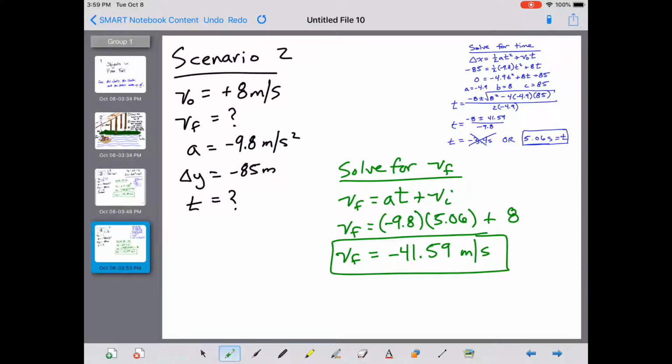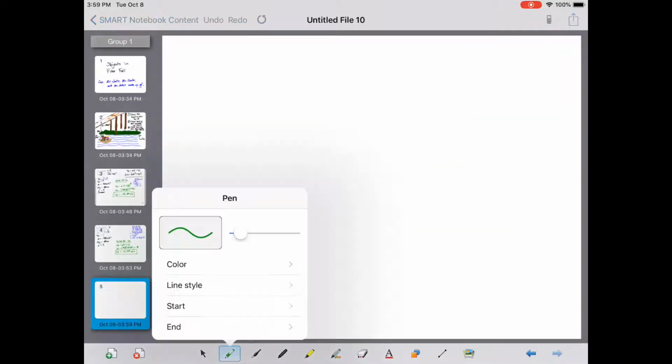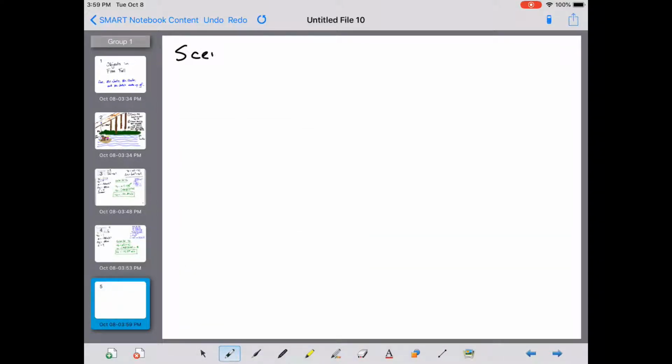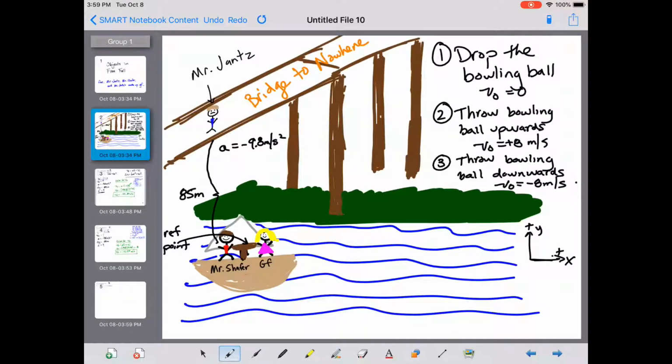All right? Now we're going to go to scenario number 3. In scenario number 3, what is changing here is that now instead of having our initial velocity directed upwards, our initial velocity is directed straight downwards. So I'm throwing this thing straight down at Mr. Schaefer because I'm just so upset at him, but I'm throwing it with the same magnitude as I did before, but just in the opposite direction.